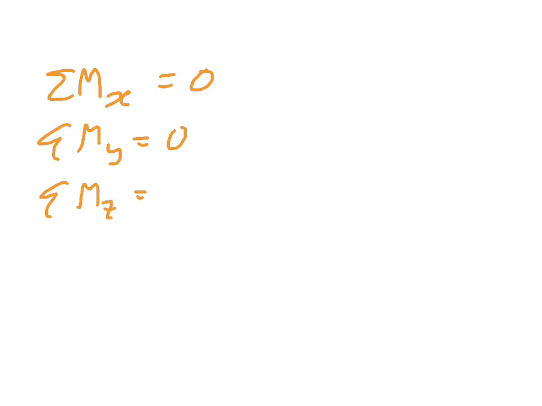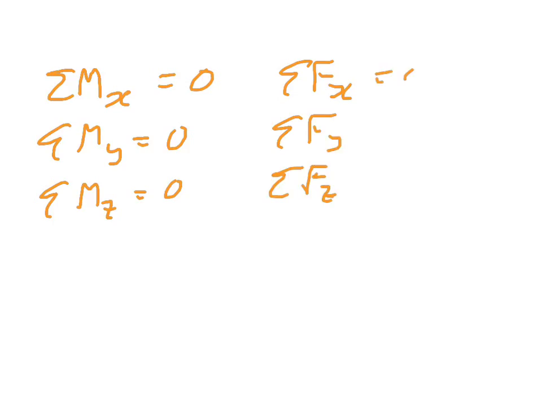for a 3D system to be in equilibrium, the sum of the moments about the x-axis has to equal 0, as do the moments about the y-axis and the moments about the z-axis. But equally, the sum of the forces in the x direction, the y direction and the z direction all have to equal 0. So you've now got 6 equations which you can potentially formulate and then solve either relatively straightforwardly, or sometimes you have to solve them simultaneously.